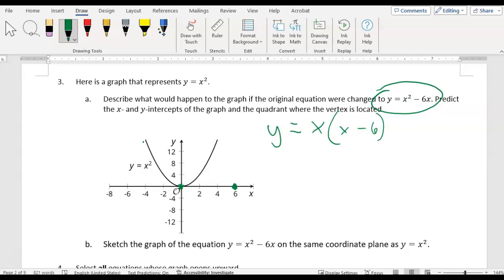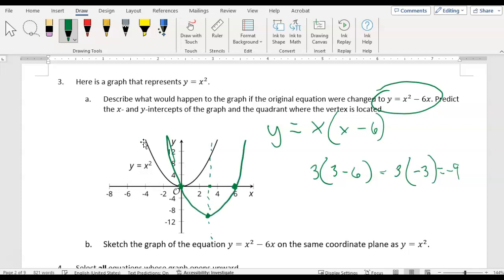And then what else do you think will happen? Will it also shift up or down? Well, if we were to look at the vertex, then it would be along x equals 3. And if I plug 3 in here, I get 3 times 3 minus 6, which equals 3 times negative 3, which equals negative 9. And so that does mean now my vertex is down here. And this means that my graph looks like this. So it's shifted over and down because of this linear term that we've tacked on to the end of x squared.